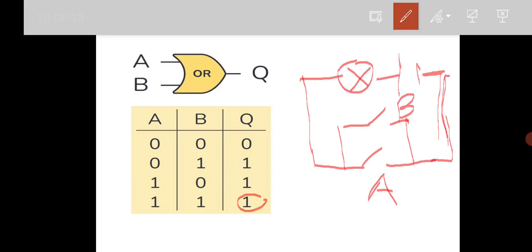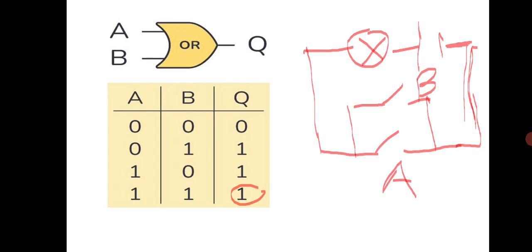So it's either A or B that needs to be closed, not both of them closed, but only one of the two should be closed. Then we are going to have a positive output.